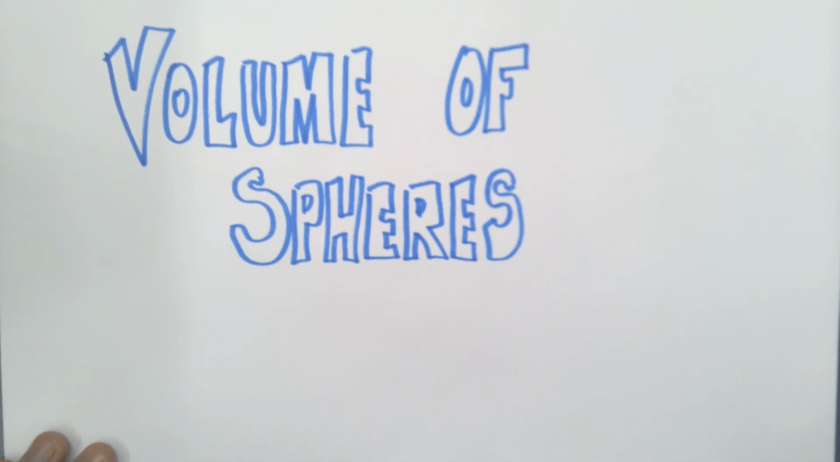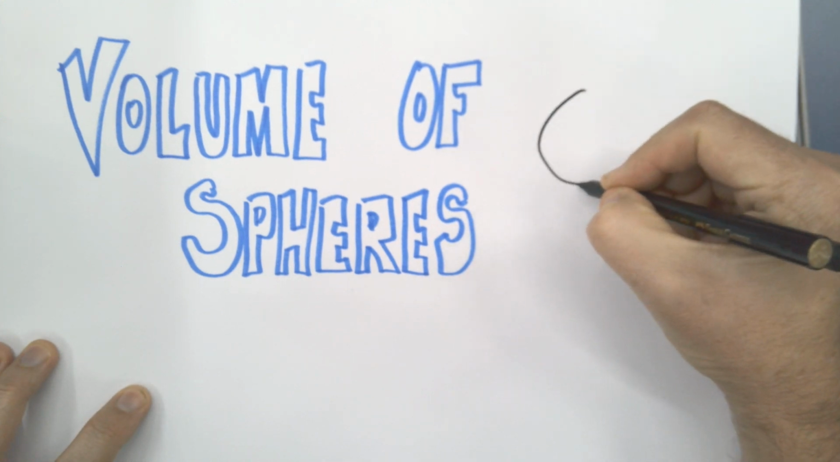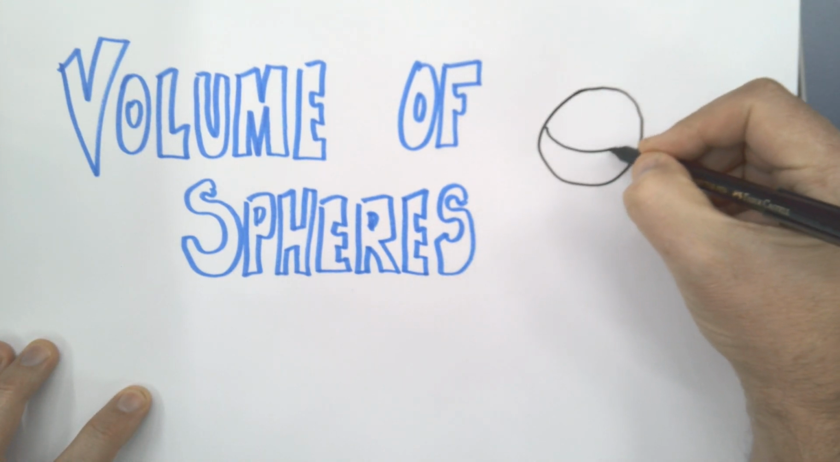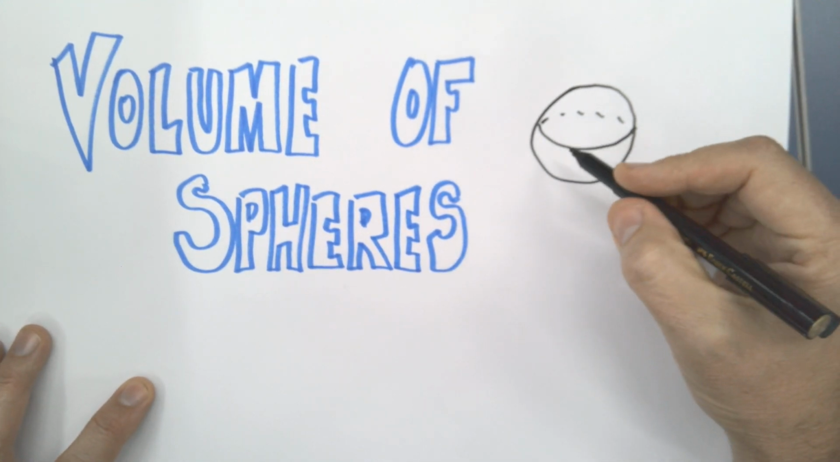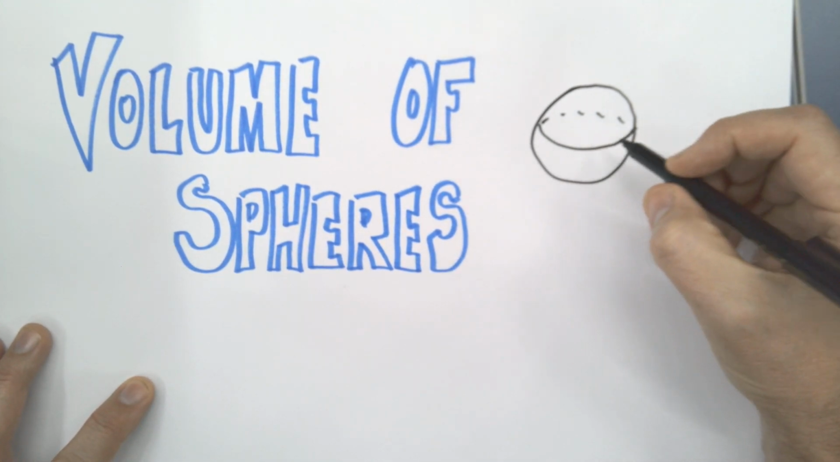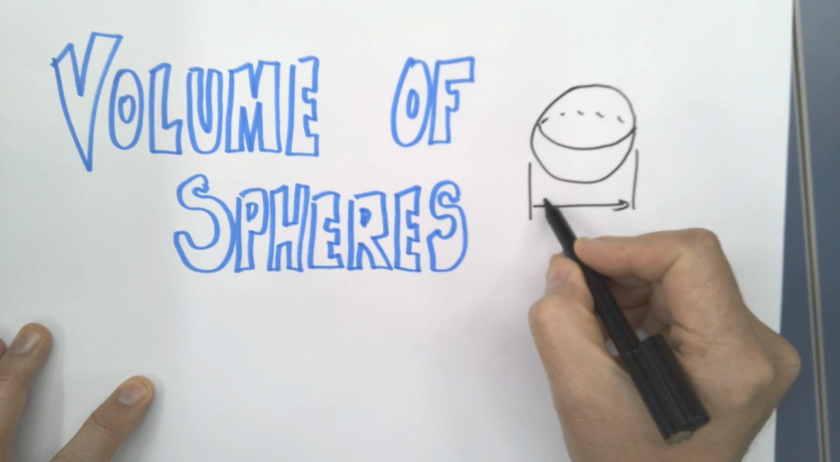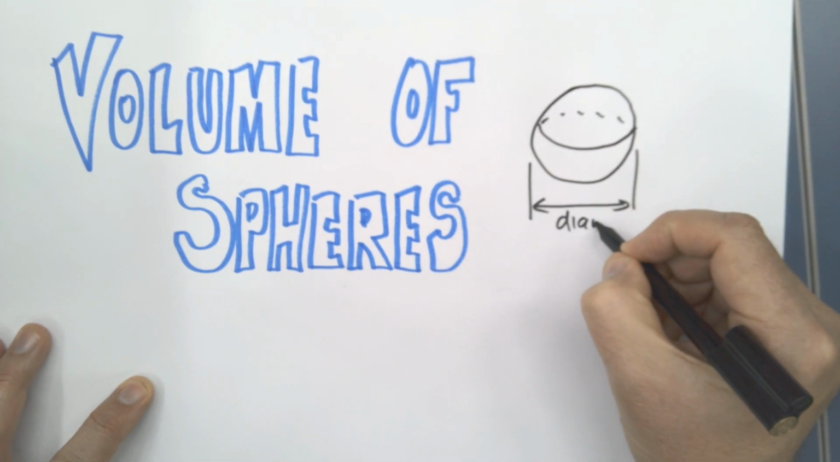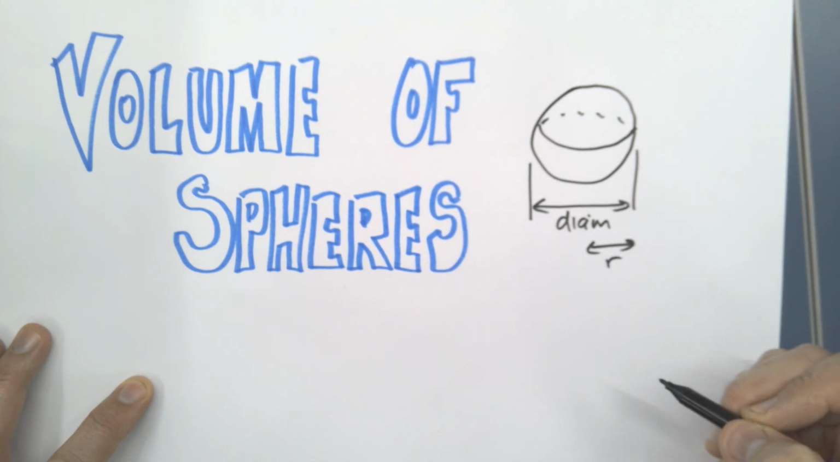All right, volume of spheres. You need to know how to find the volume of a spherical object. A spherical object is something like a ball bearing or a beach ball. It's got a radius and a diameter. If the diameter is the width across, then the radius is just half of that.